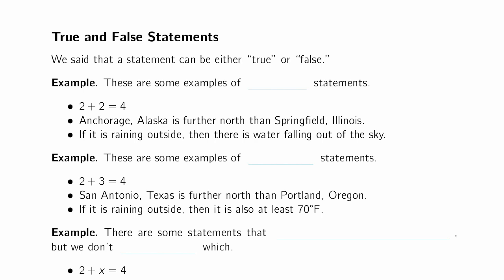So we said that a statement can be either true or false. In a lot of cases, when we're just looking at the form of the logic, we actually don't care whether the statements we're talking about are true or false. We're just interested in the relationships between them.